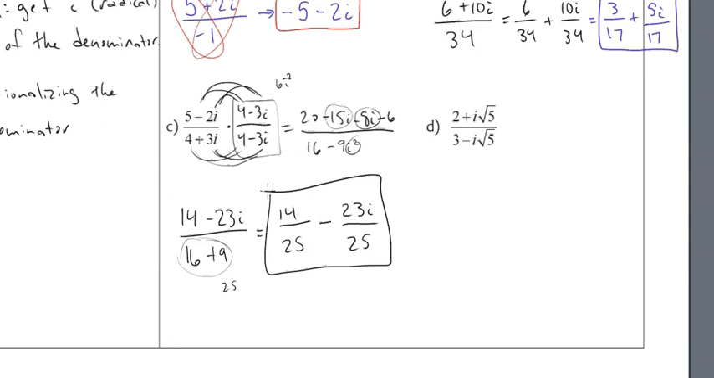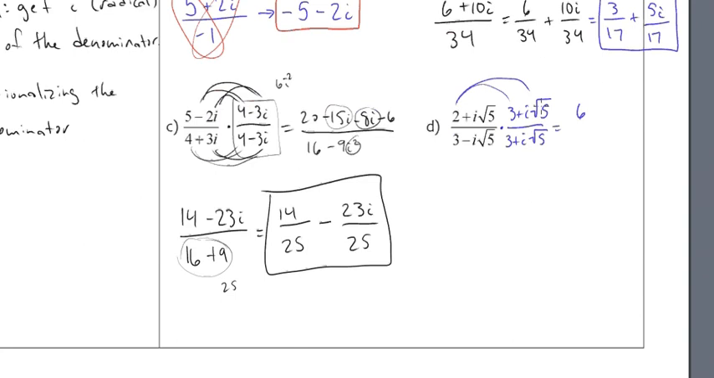And lastly, now D. And D looks kind of complicated. We've got both a real radical and an imaginary number. But don't let it freak you out. We're still going to do the same thing to cancel out that term. So we're going to multiply it by 3 plus i root 5 over 3 plus i root 5. Same process here. So 2 times 3, that is going to give us 6.